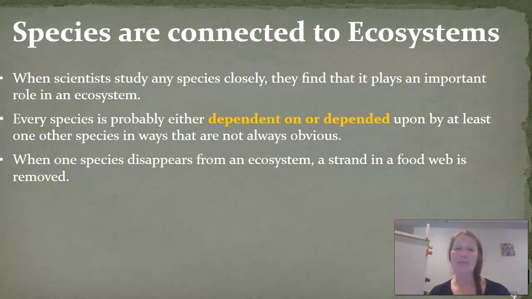When we look at any particular species very closely, we look at the specific role that it plays. So we say it either is dependent on, or dependent upon by, at least one other species in ways that are not always obvious. So think about you within a food web. What organisms do we depend on? And are there any organisms that depend on us?